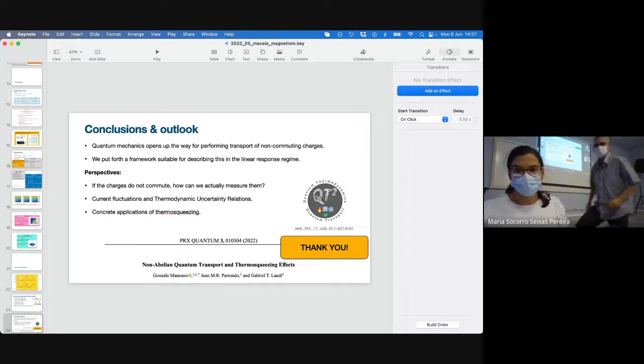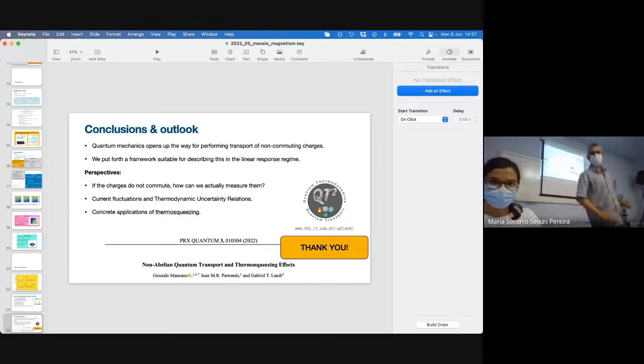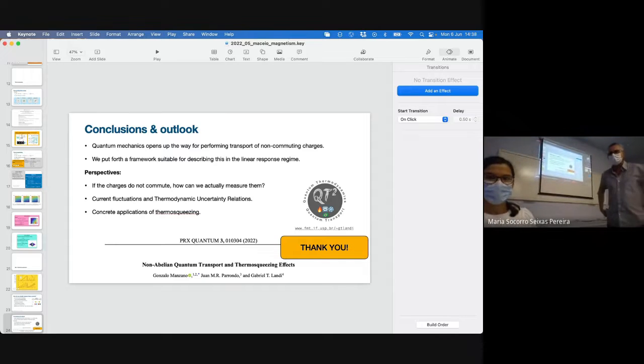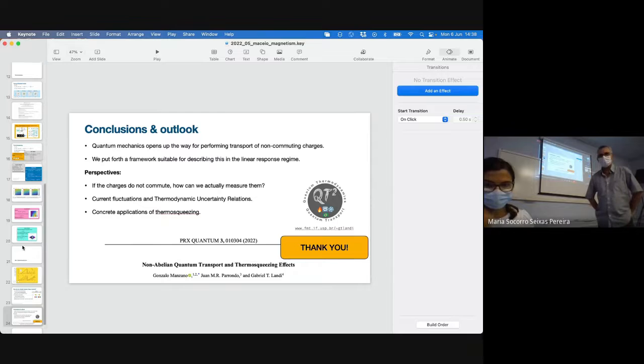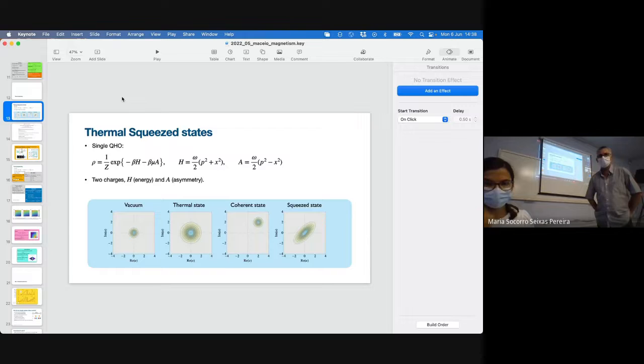Hi, Gabriel. Thank you for the nice talk. I was thinking about the generation of thermal squeezed states. You talked in the context of harmonic oscillator quantum mechanics. Is it possible to have a thermal squeezed spin state also in these Heisenberg-like models?